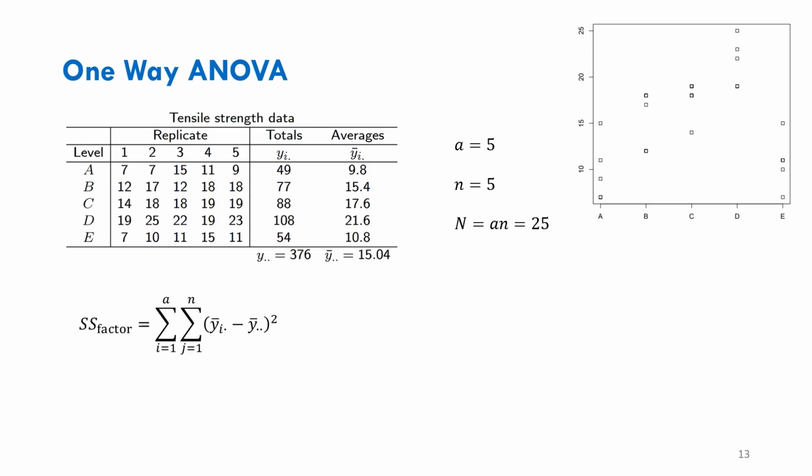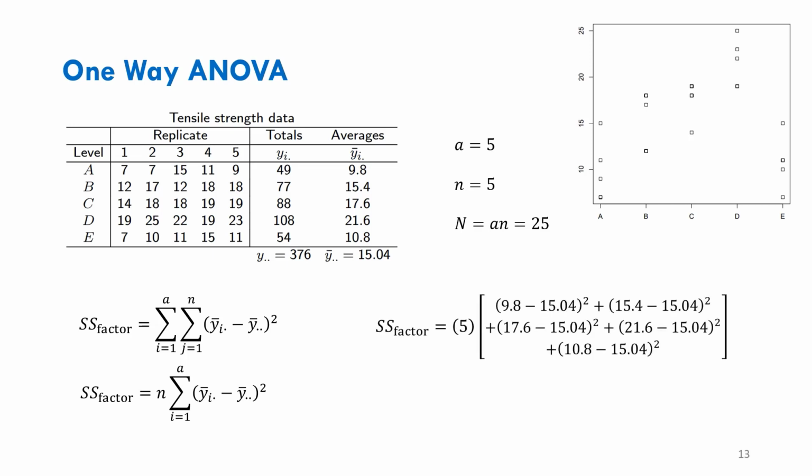Now using the formula of sum of squares, we have SS of factor equals the sum of the squares of deviation between the mean at a certain level and overall mean. Here we can write it as n times the summation. Now substituting the values, we can solve it and find the SS of factor. Here we get SS of factor as 475.76.